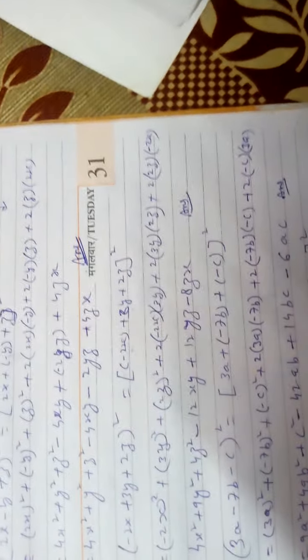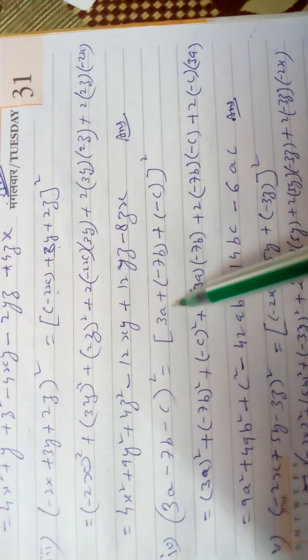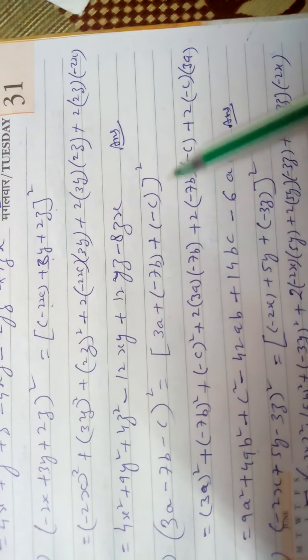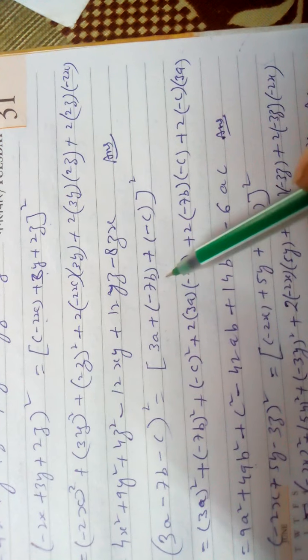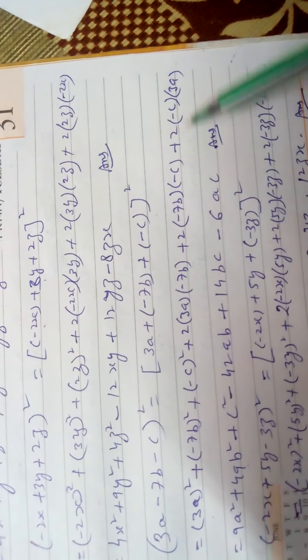And the fourth part also the same thing, 2 is not given. You see, b and c both are there. So it is 3a plus minus 7b plus minus c. It is your x, it is y, it is z. X square, y square, z square, like this.